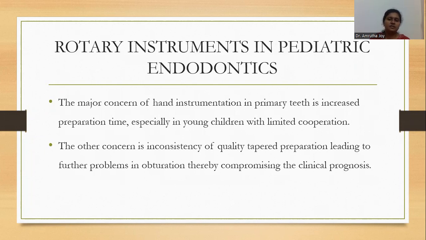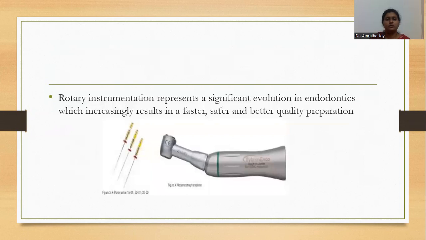Then rotary instruments in pediatric endodontics. The major concern of hand instrumentation is increased preparation time, and the child needs to cooperate for a longer period of time if we are using hand instruments. And another concern is inconsistency of quality of tapered preparation, and that will compromise the clinical prognosis. So the rotary instrumentation represents significant evolution in endodontics. So it will lead to a faster and safer, better quality preparation.